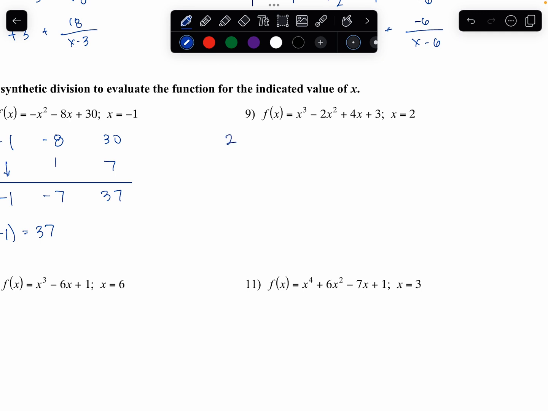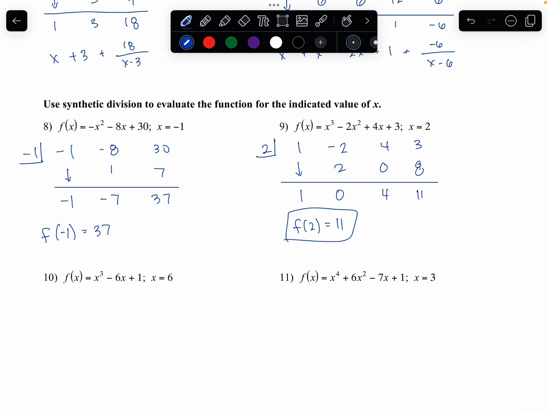Okay, so here we're going to plug in 2. We're going to have 1, negative 2, 4, and 3. We drop the 1. 1 times 2 is 2. 2 and negative 2 combined together is 0. 0 times 2 is 0. 4 and 0 added together is 4. Then 8, and then we get 11. So we'll say f of 2 is equal to 11. And there you go.